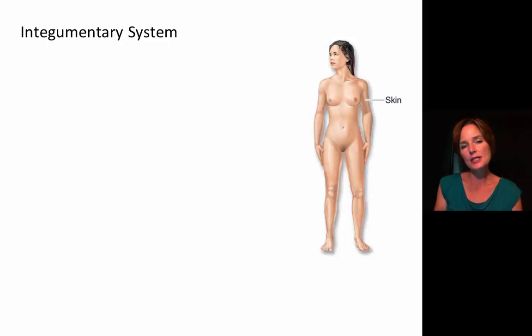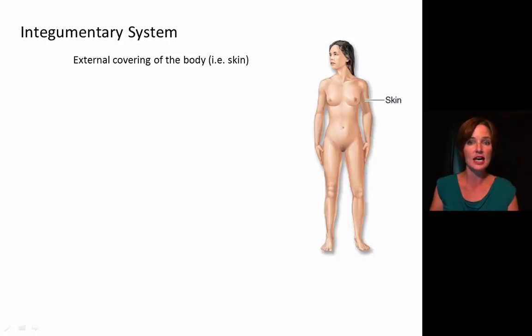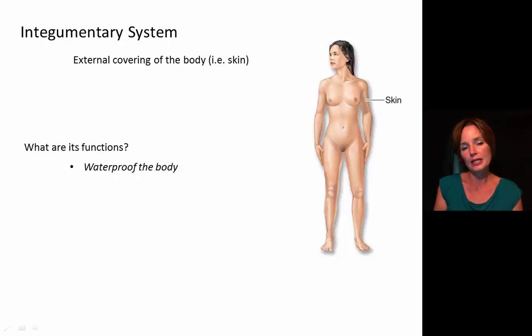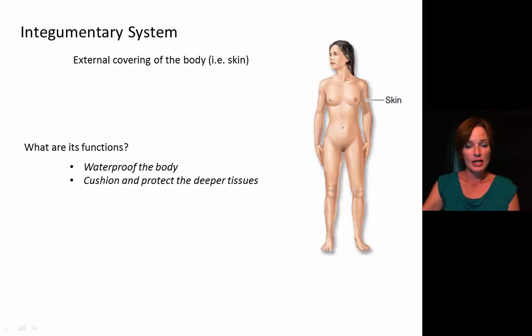The integumentary system is probably a system you're pretty familiar with already. You can see here in the image that this system is the external covering of our bodies, which in other words is the skin. So this external covering, if we talk about the general functions of the skin, first up is going to be that it is going to waterproof our body. Along the same lines, it is a covering on the outside, so it is going to provide some cushioning and some protection for the deeper tissues that are found underneath it.